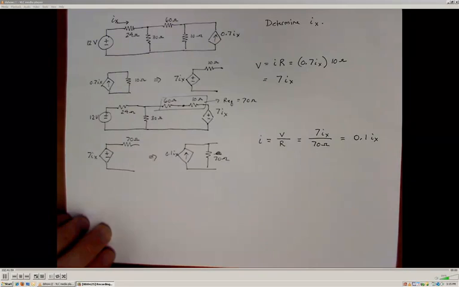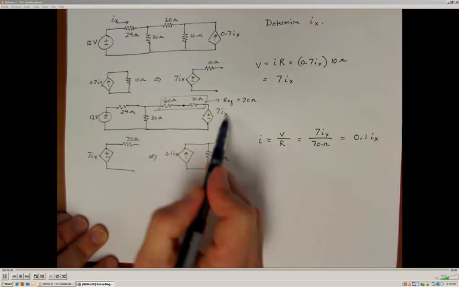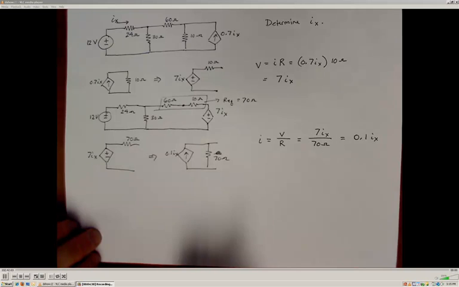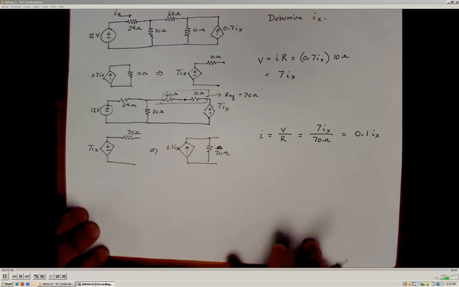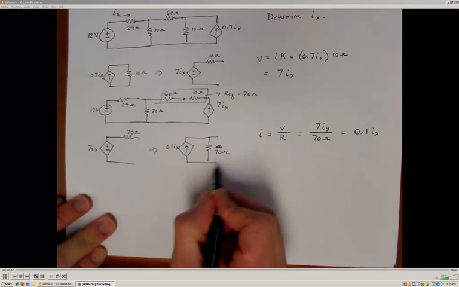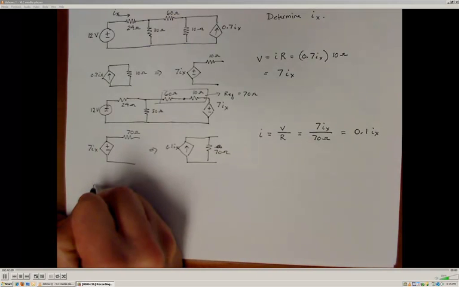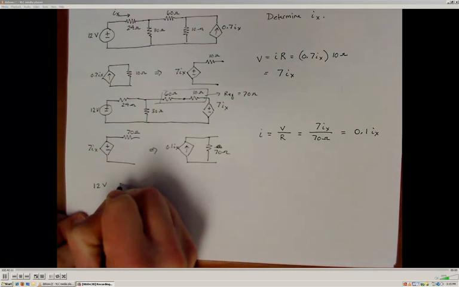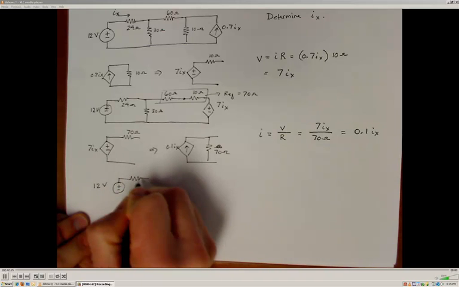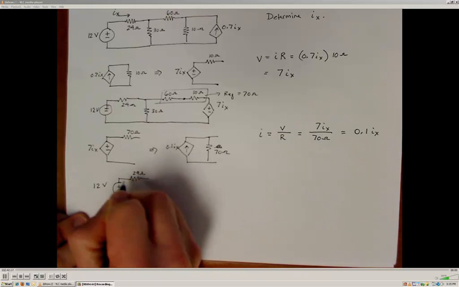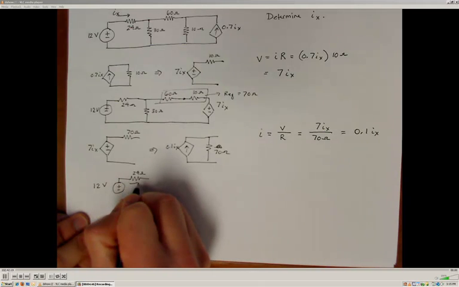So that means that I can replace this portion with an equivalent circuit that looks like this. So I'm going to go ahead and do that. I'll redraw the circuit. I have a 12 volt supply, my 24 ohm resistor through which Ix is flowing.